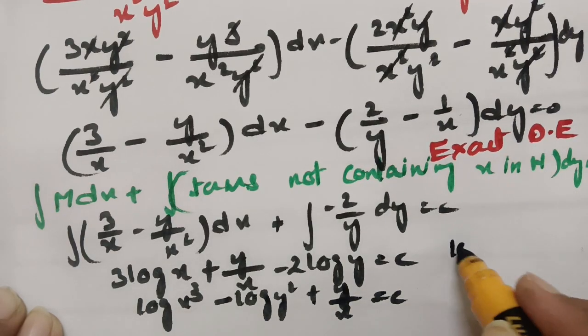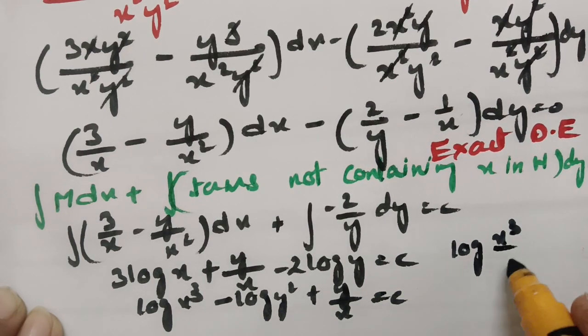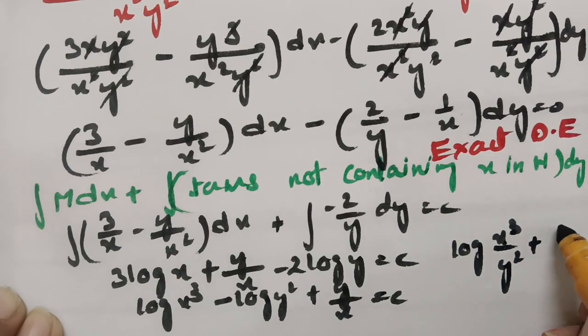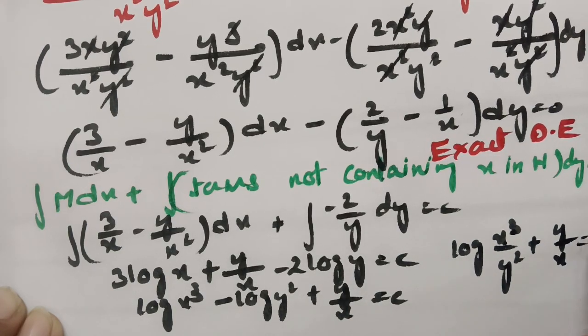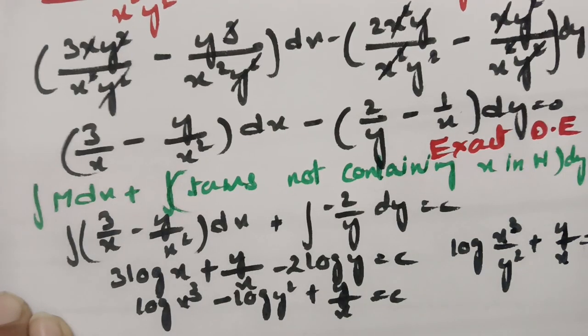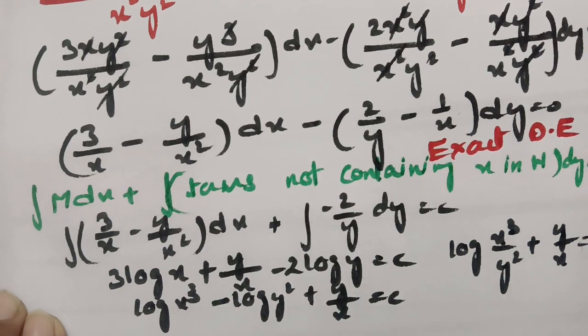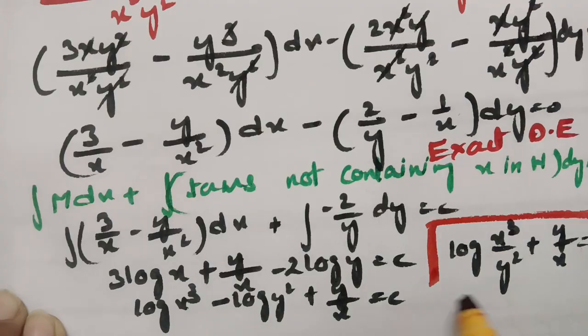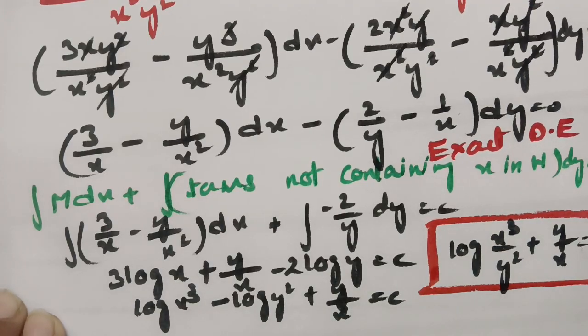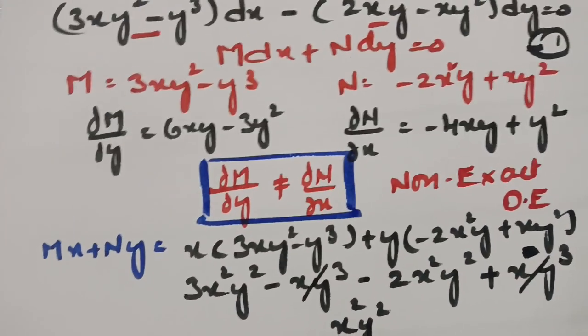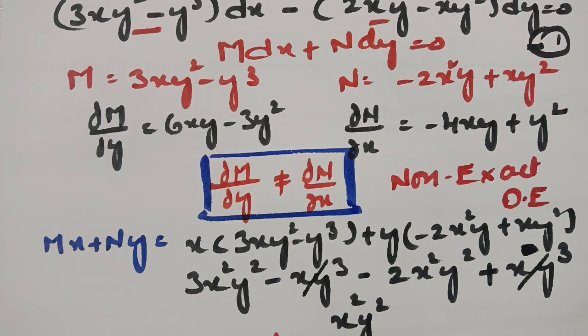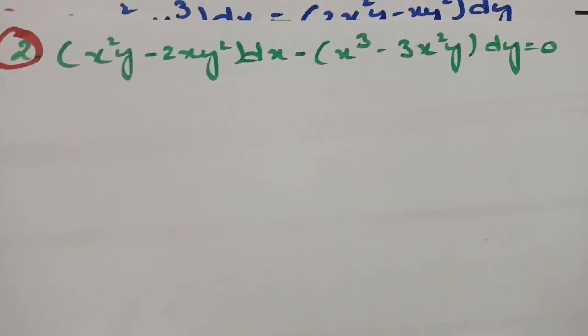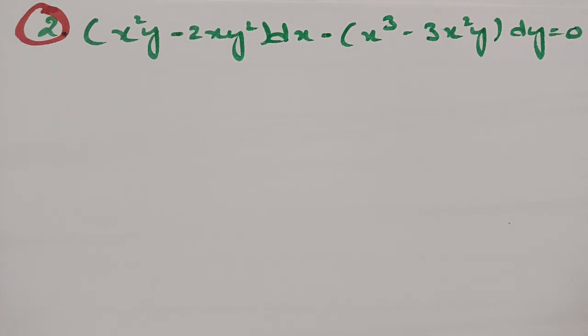So this can be written as log x cube by y square plus y by x is equal to c. This is the solution for the given differential equation. This is how we have to solve, and this is the method here. The second question is also very simple, very easy, and this is the second question.